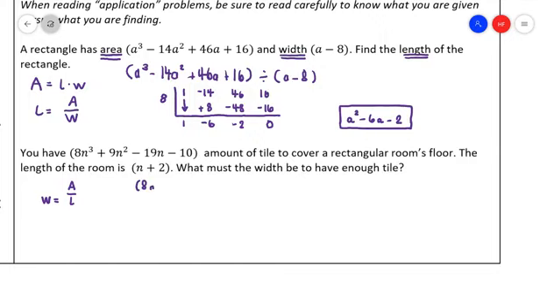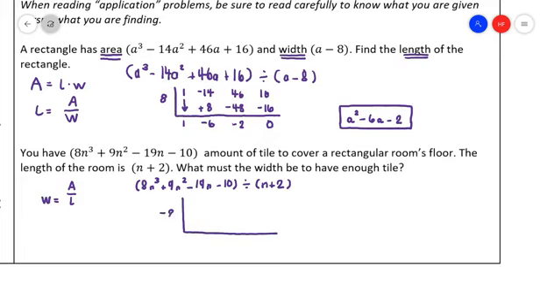So the area has to be the amount of tile that we have, because if it's any bigger than that, we're going to run out. So we're going to divide by the length of the room to find what the width of the room must be. So again, we have a synthetic division problem.